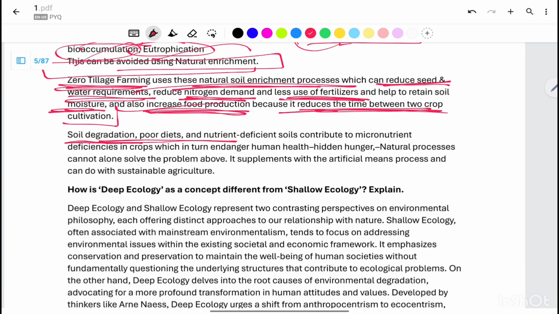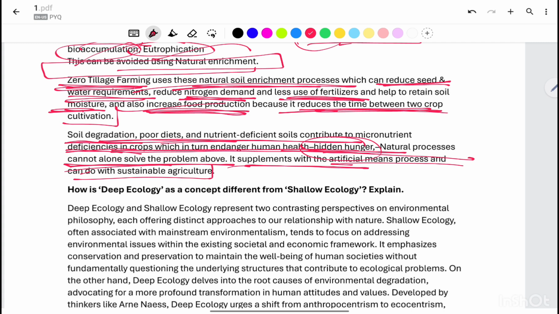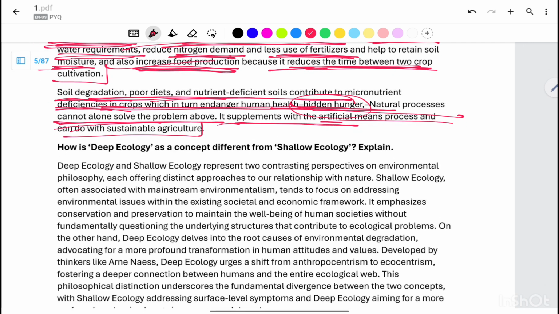Soil degradation, poor diets, and nutrient deficient soils contribute to nutrient deficiencies in the crops, which in turn endanger human health. Hidden hunger and natural processes alone cannot solve the problem. Supplements with artificial processes can be done along with sustainable agriculture.